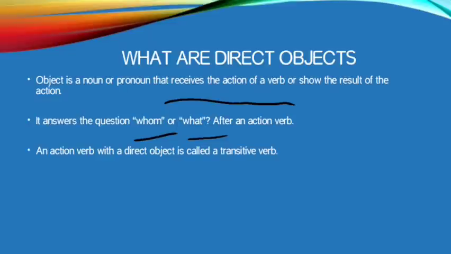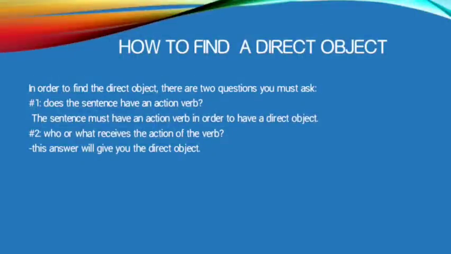Now, how to find a direct object? In order to find the direct object, there are two questions you must ask. Number one, does the sentence have an action verb? The sentence must have an action verb in order to have a direct object. Number two, who or what receives the action of the verb? This answer will give you the direct object. So, to find whether the given verb is transitive or intransitive, the very basic tool is to find whether a direct object is available or not.